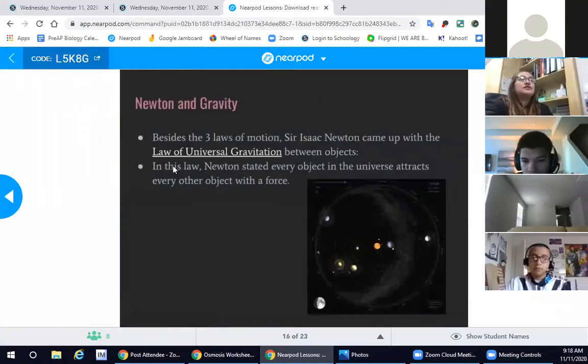So the law of universal gravitation between objects states that every object in the universe attracts every other object with a force. What that means is the sun's attracting Earth, the Earth's attracting the sun. The moon's attracting Earth, Earth's attracting the moon. Saturn is attracting Earth, Earth is attracting Saturn. Our Milky Way galaxy is attracting another galaxy, and that galaxy is attracting us. So everything is in relation to each other, and everything is attracting each other in some way.